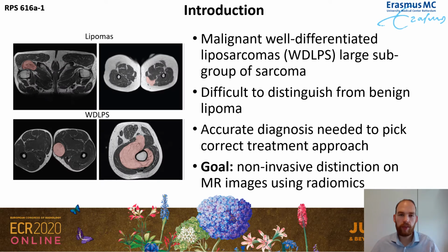So we're concerned about two types of tumors here. On one hand, we have well-differentiated liposarcomas, and these malignant tumors are a large subgroup of sarcoma and often require some form of treatment, such as surgery. On the other hand, we have the benign lipoma, and while you can distinguish these using an invasive biopsy, visually it's quite challenging to distinguish the two. However, an accurate diagnosis is required in order to pick the correct treatment. Therefore, the goal of this study is to find a non-invasive method to distinguish these tumors using radiomics based on MRI.